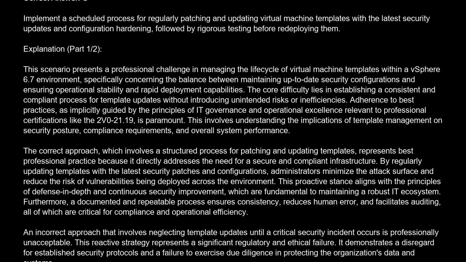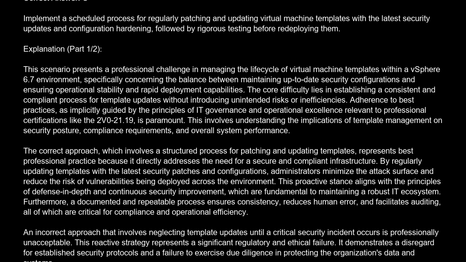Adherence to best practices, as implicitly guided by the principles of IT governance and operational excellence relevant to professional certifications like the 2V0-21.19, is paramount. This involves understanding the implications of template management on security posture, compliance requirements, and overall system performance.